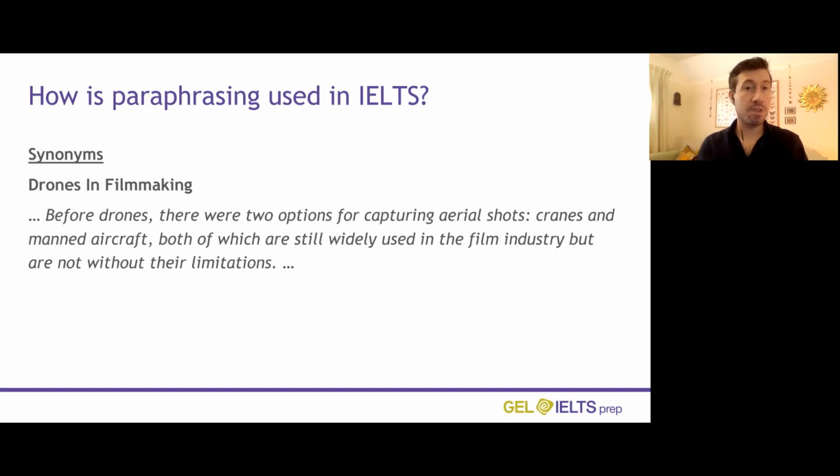The sentence we've got is, "Before drones, there were two options for capturing aerial shots, cranes and manned aircraft, both of which are still widely used in the film industry, but are not without their limitations." That would be taken from the text. Now, if you were going to find a question about this text, if there was a sentence related to this text in the question, you wouldn't have just the same words. It would use some synonyms.